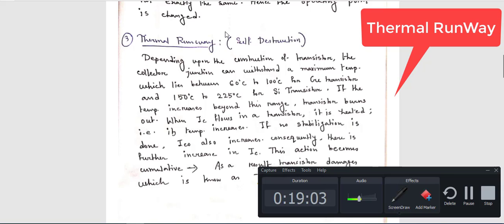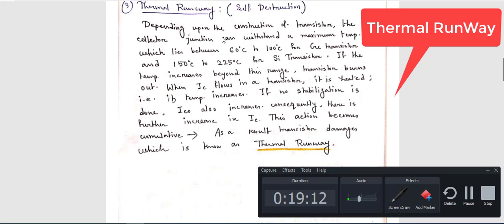Okay, in that case the transistor may be damaged, and this type of situation is known as what? This type of phenomenon is known as thermal runaway. That means just by increasing the temperature you can destroy the transistor itself. That's why this process is known as thermal runaway.